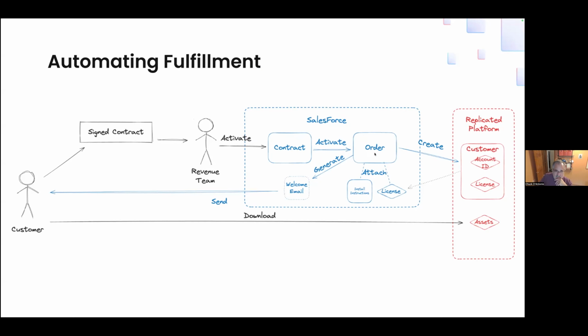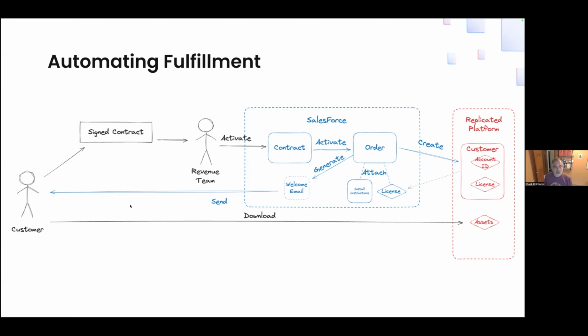So what we're going to see today is some automation running in Salesforce that, as we go through some steps in Salesforce, we're going to go over to the vendor portal. We're going to create the customer. We're going to save the account ID so that we know that that Replicated customer matches the account in Salesforce. And we're going to pull over the install instructions and the license, those things that are generally available only in the Replicated platform. We're going to attach them in that order. And then we're going to generate a welcome email. We're going to send it over to the customer.